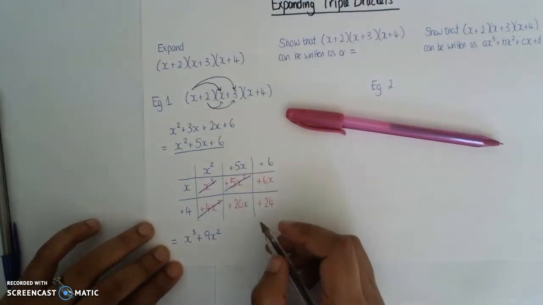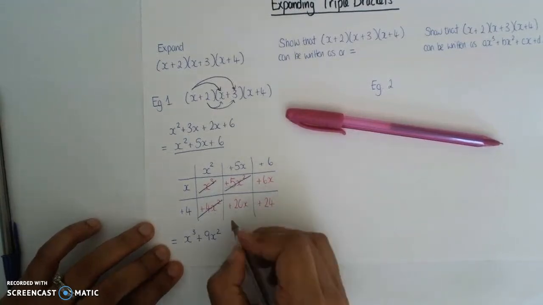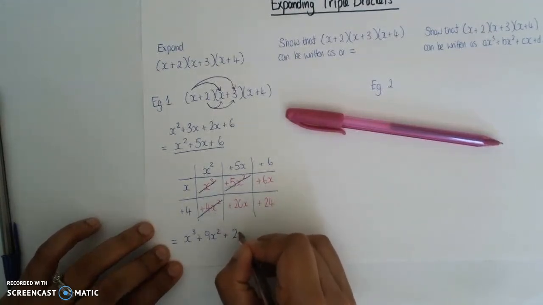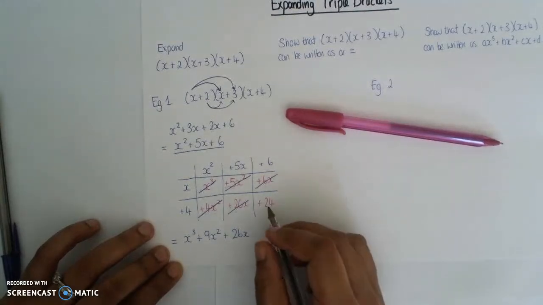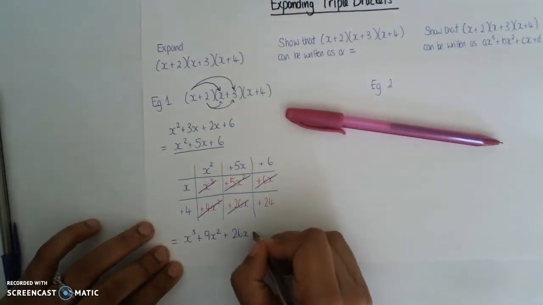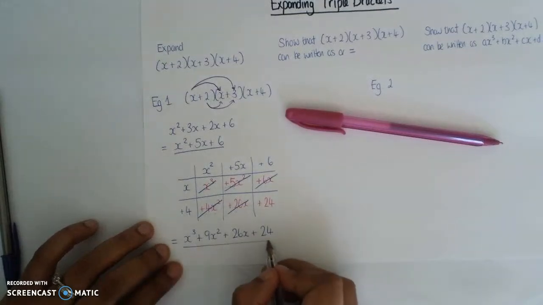Let's do the x's then. So I've got 20x plus 6x. Well, that's 26x. I'm going to cross those out. And I've got then 24 left on its own, plus 24. And that there then is my answer.